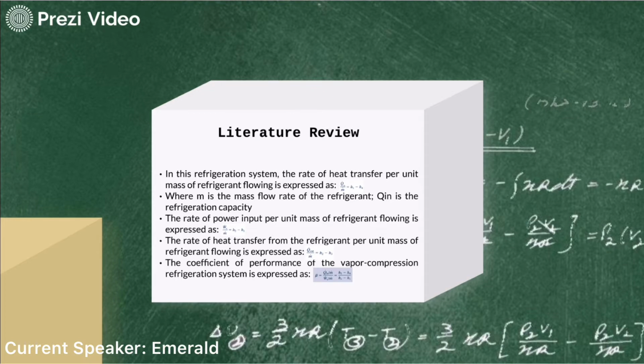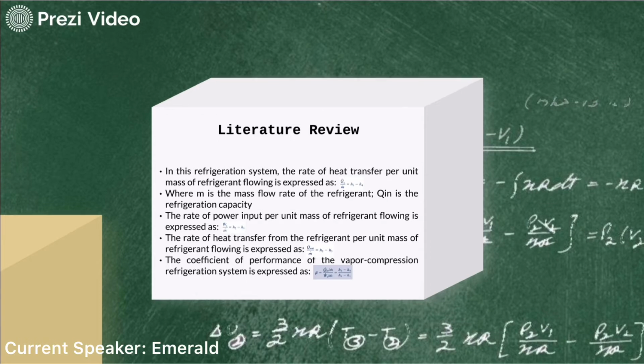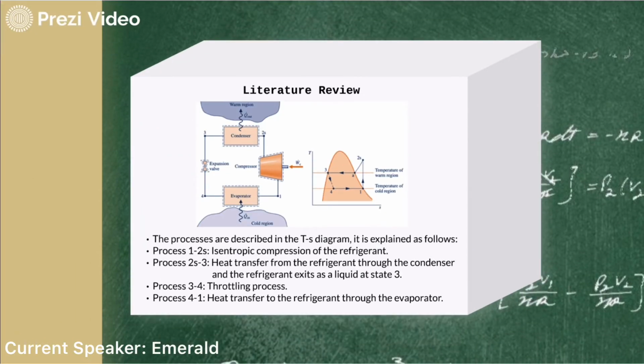It can be said that in general it is determined by the values of the enthalpy, as it is shown in the formulas. The values of enthalpy can be seen in the TS diagram, and the TS diagram can be described as follows. Let's start from process 1 to 2S. Process 1 to 2S is isentropic compression of the refrigerant, or the refrigerant goes through the compressor with work being given to the compressor in order to compress the refrigerant to 2S.